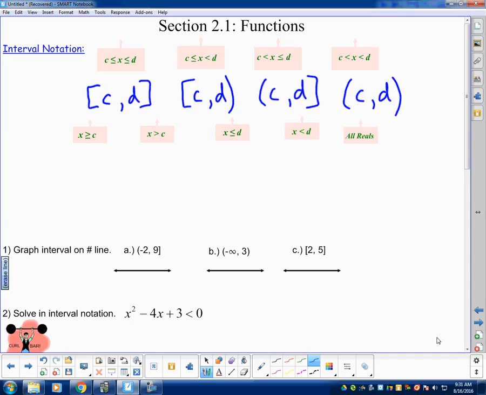And then this one is open on the left and right, so that says x is between c and d. And then we have here x greater than or equal to c. What we'll use is a closed bracket on the left for c.